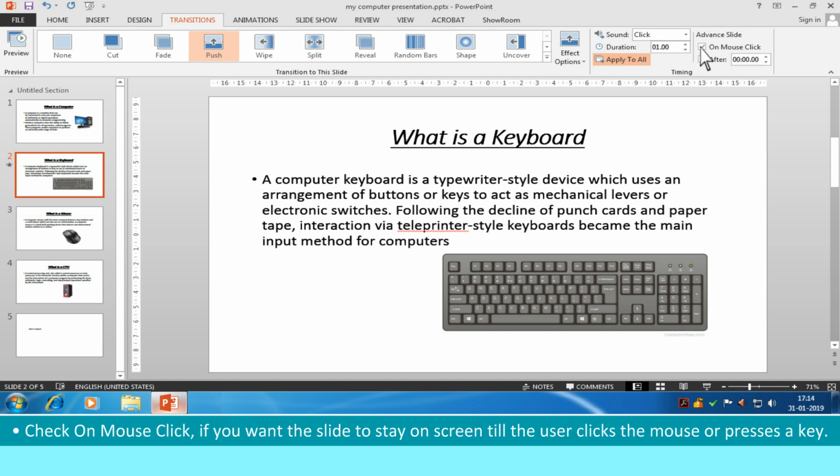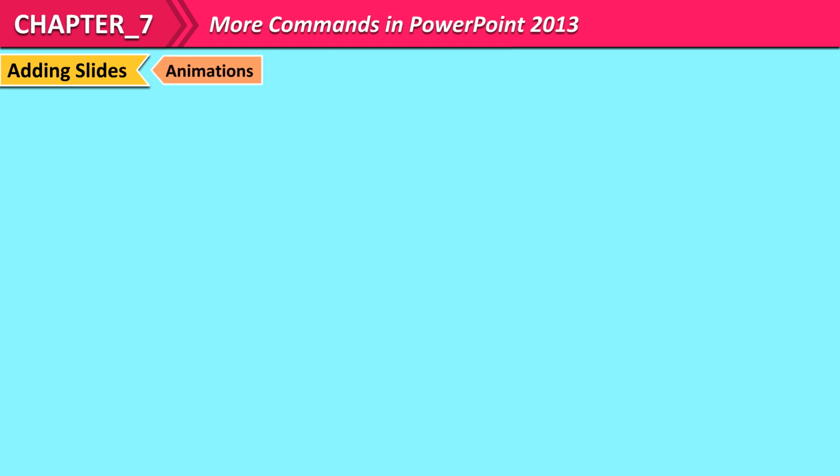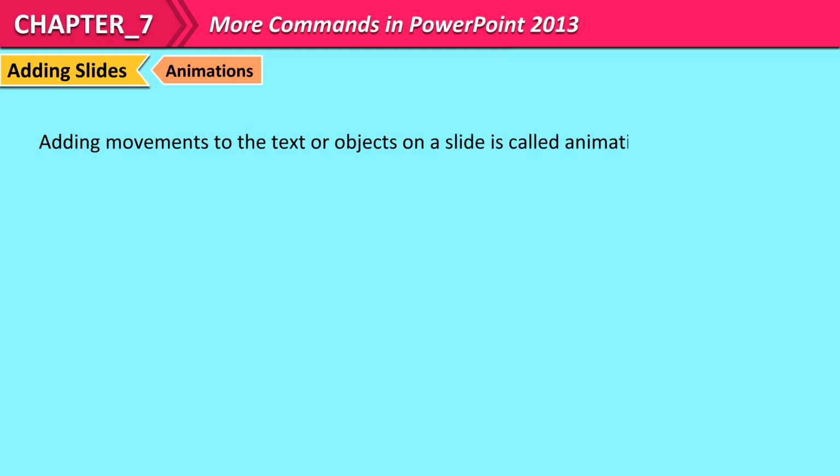Check On Mouse Click if you want the slide to stay on screen until the user clicks the mouse or presses a key. Check After and adjust the time if you want the next slide to appear after a certain duration automatically. Animations. Adding movements to the text or objects on a slide is called animation.